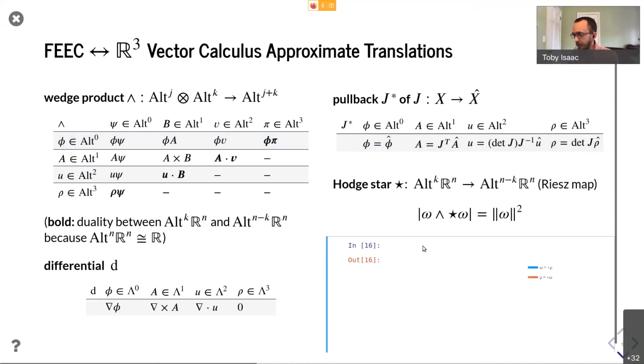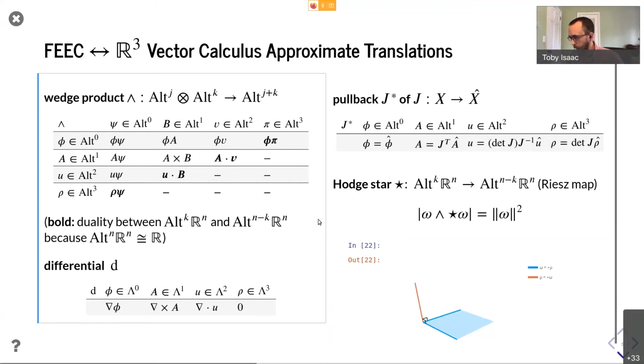And very important today is the Hodge star operator, the idea that an algebraic k form and an n minus k form really represent the same information. The Hodge star can be thought of as a signed Riesz map between these two. It takes this two form that represents a plane in 3D and maps it to the orthogonal normal vector, and vice versa. So again, this duality between k and n minus k forms is going to be very useful for the constructions that I'm going to show later on.